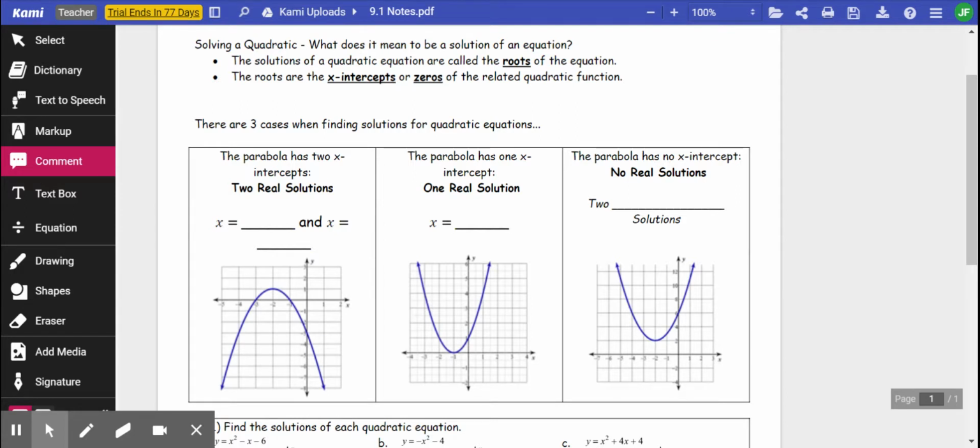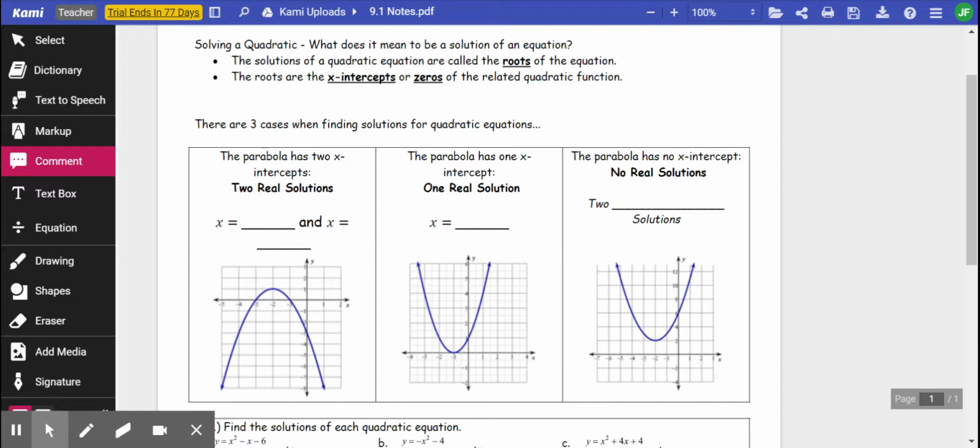So when you're solving a quadratic, meaning an x squared function instead of just an x, what does it mean to be a solution? The solutions of a quadratic equation are called the roots, which are the same thing as the x-intercepts or zeros when you look at the graph.